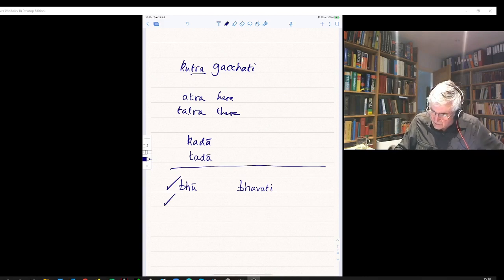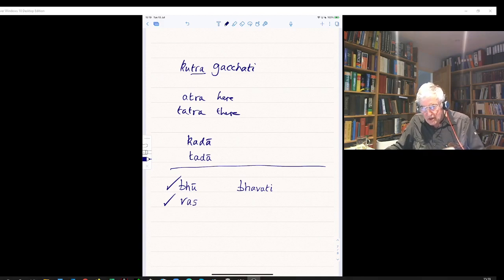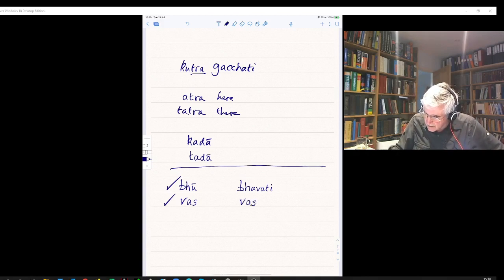From vas, meaning to live in the sense of not just to be alive, it means to live in, to dwell somewhere. Where do you live? Kutra vasasi. And he lives is vasati. And the root smri, to remember, with guna of the ri becomes smarati. He remembers.